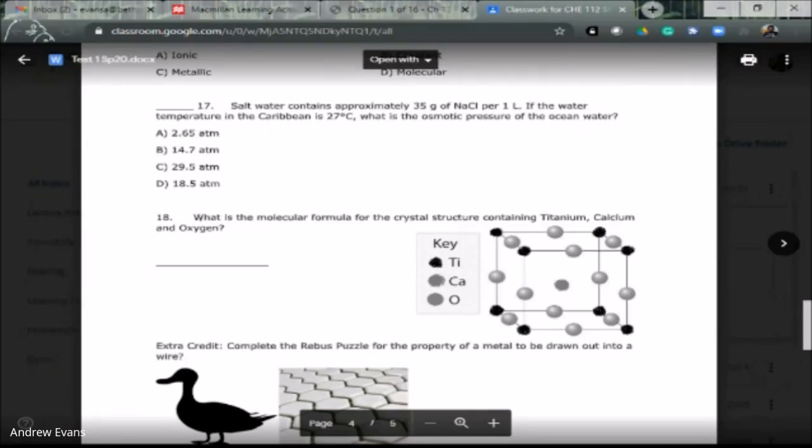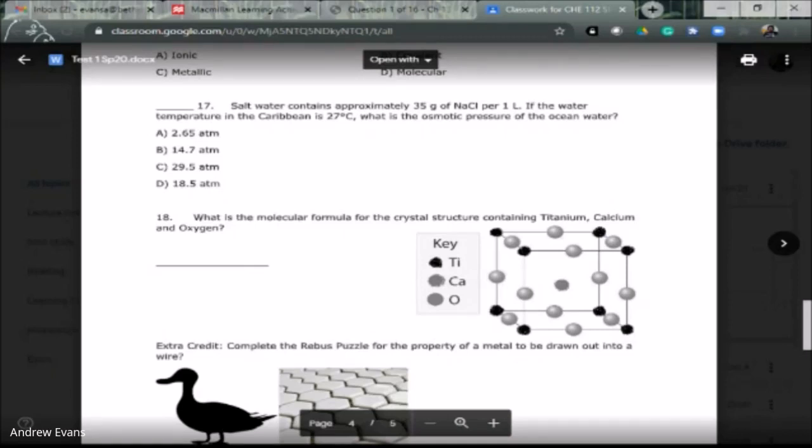Meaning the titanium would be a +4, the calcium would be a +2. 4 and 2 make 6. 3 oxygens make -6. So it's a perfectly balanced ionic compound.